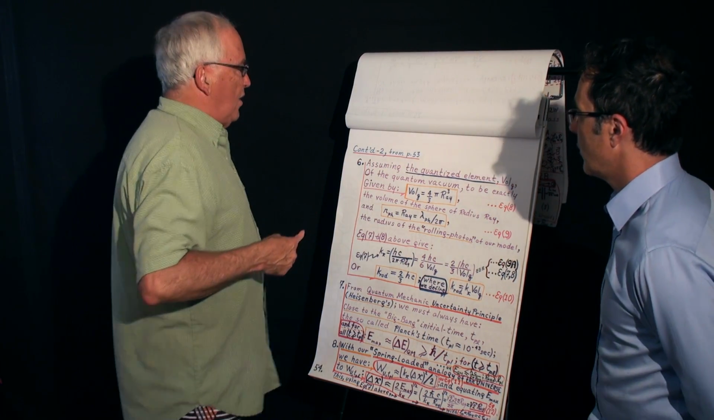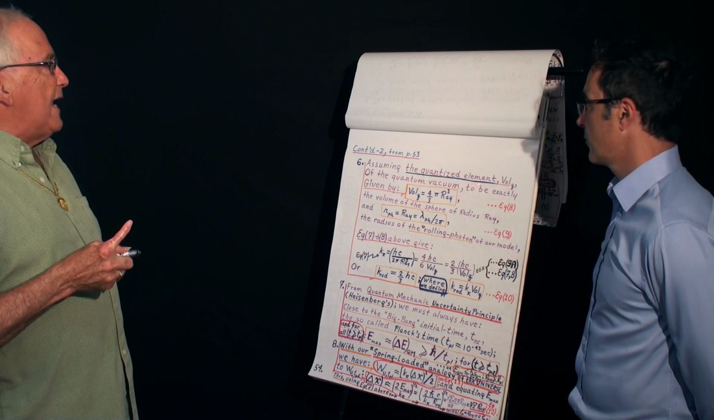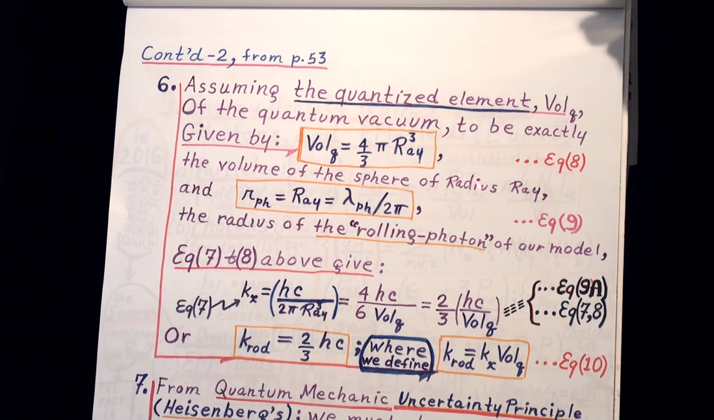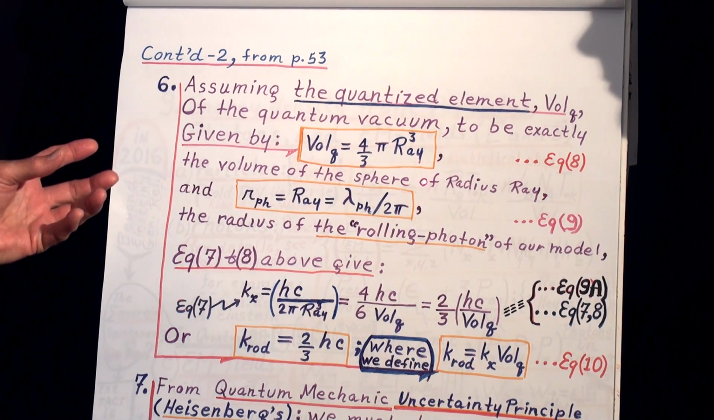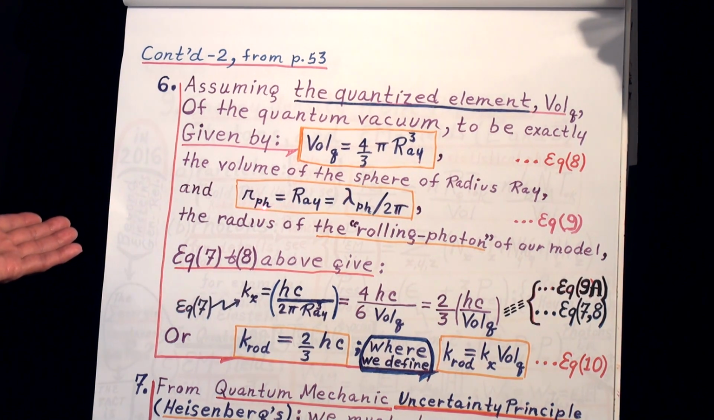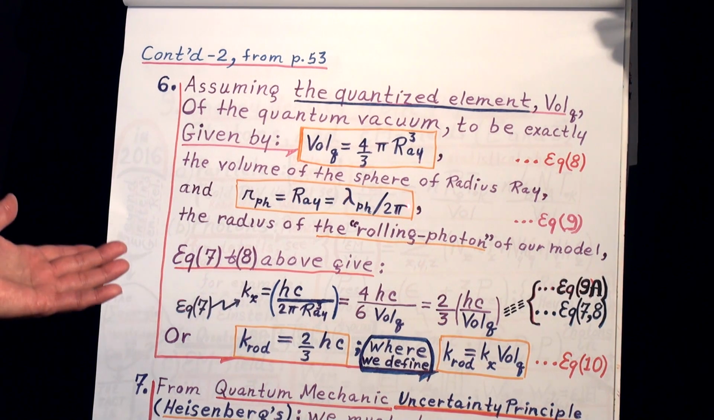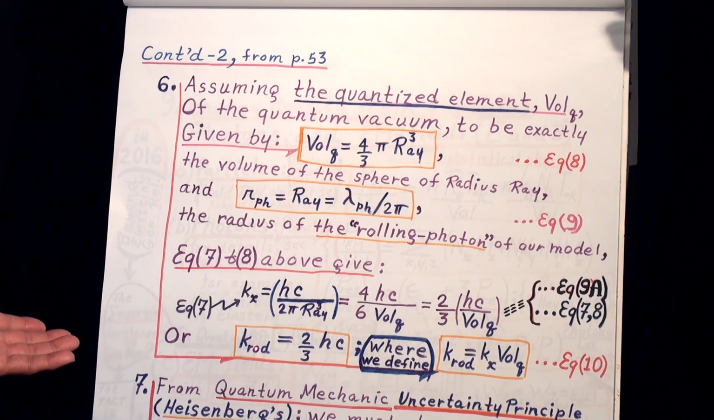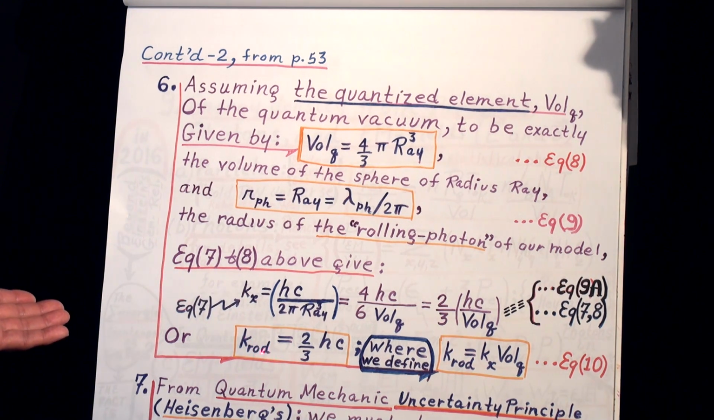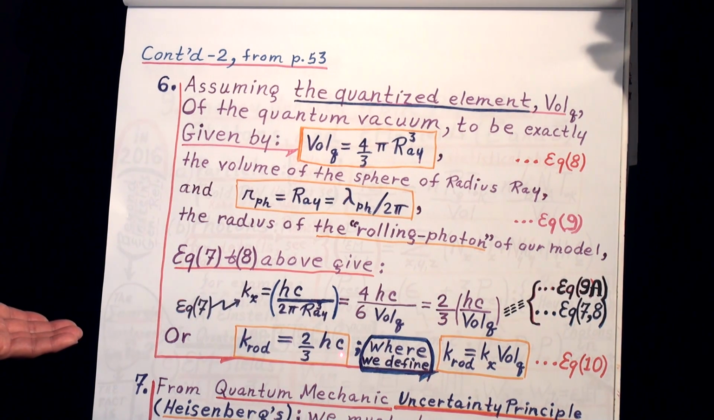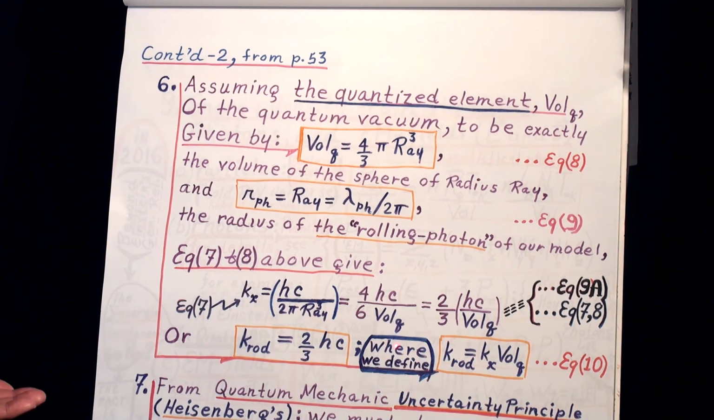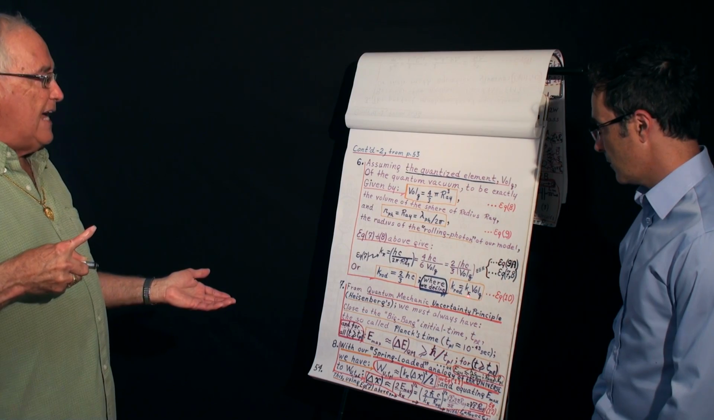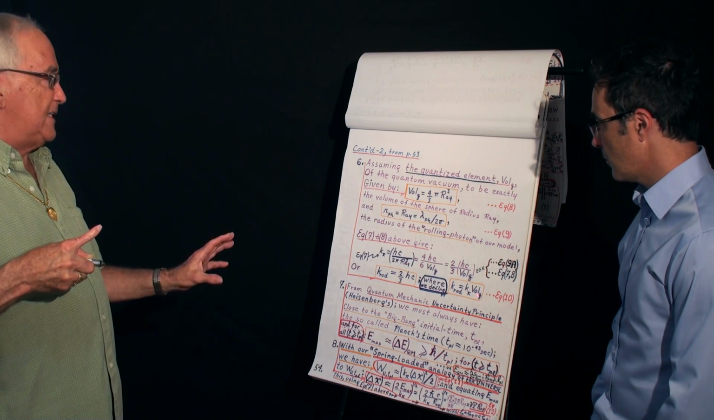It's just the calculation I made, assuming the quantized element volume of space that I just mentioned, and the radius of a photon to be rho, or the wavelength divided by 2 pi, then you get what I call k rod, which is defined here as 2/3 of Planck's constant by the speed of light. Okay, k rod, because this is for Rodrol, because I defined it somewhere. Okay, so anyway, where we define k rod, it's here, the elastic constant multiplied by the volume of space considered.